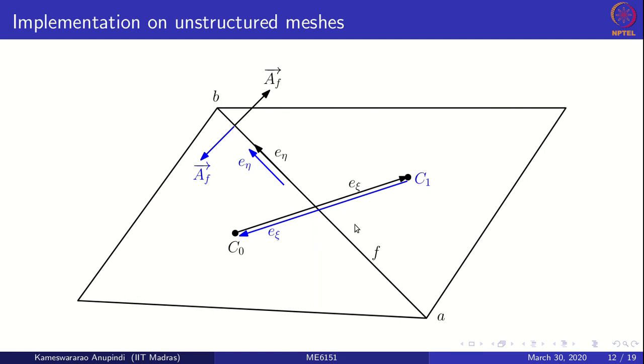Now, we are only calculating from one cell, and then we are trying to assign it for both the cells, right? That is the issue here. One thing we have to keep in mind is that we are keeping the e eta direction the same for both the cells. I am assuming that e eta is the same direction as we had before. This is one assumption we are making.